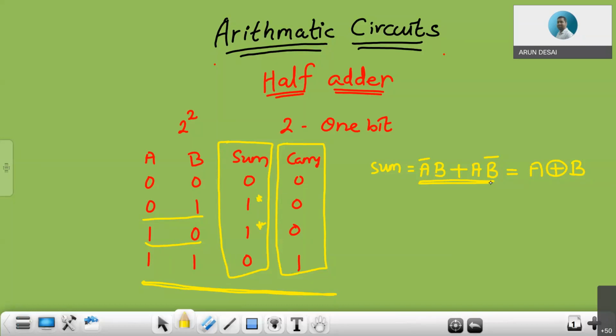Now we need to check for carry. Carry is generated if suppose A and B are 1, 1, right? In that case, carry is generated. So this is the expression for carry. So here, which gate is used? Obviously, XOR for sum, and here AND gate is used for carry, right?